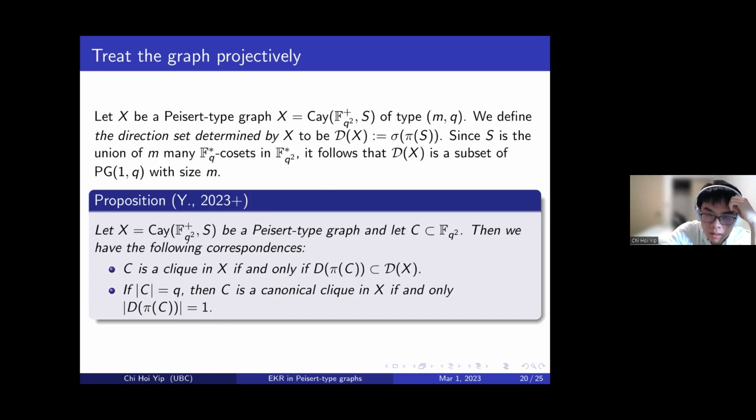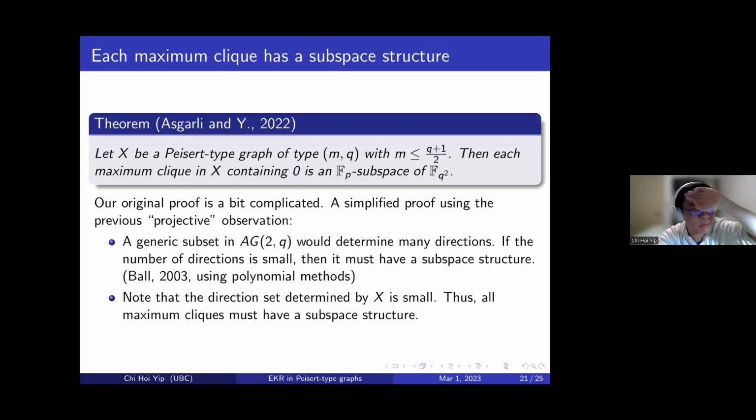So with this proposition, we can give a much simpler proof of a result we had earlier. This result is the key ingredient in our proof. Essentially it says that all maximum cliques have a subspace structure. And again, here we need to assume that the edge density is at most half. Otherwise, we cannot say anything.